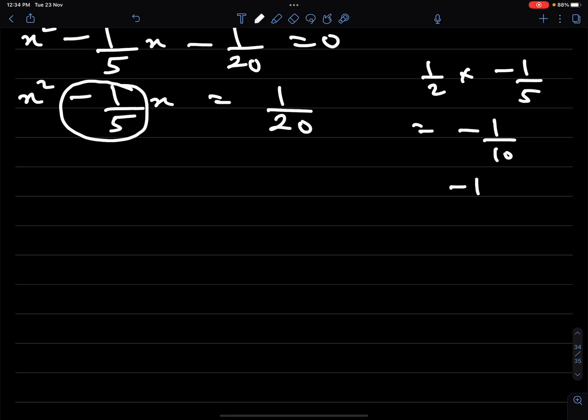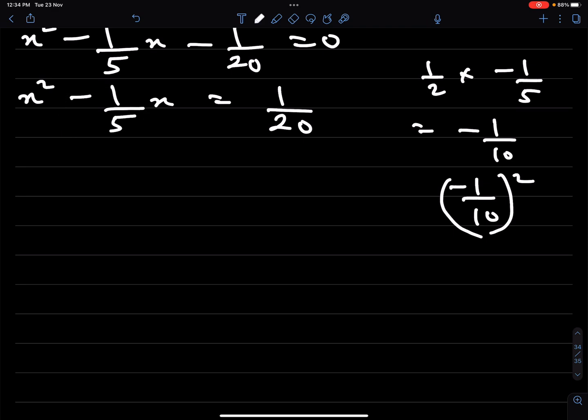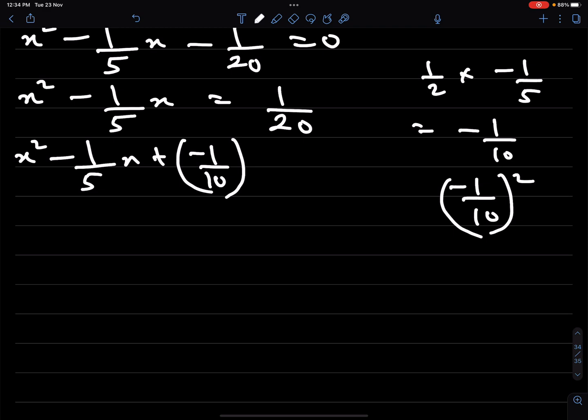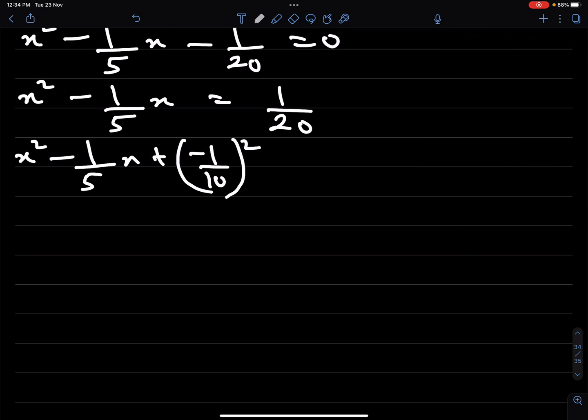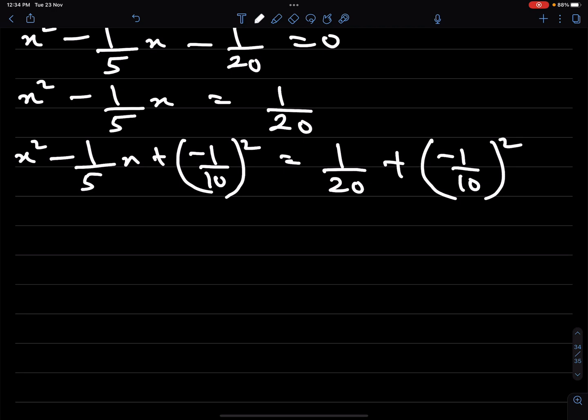So I'm going to add the square of half the coefficient of x to both sides. That means I'm adding the square of minus 1 over 10 to both sides, and that's going to be x squared minus 1 over 5x plus minus 1 over 10 squared equals 1 over 20 plus minus 1 over 10 squared.